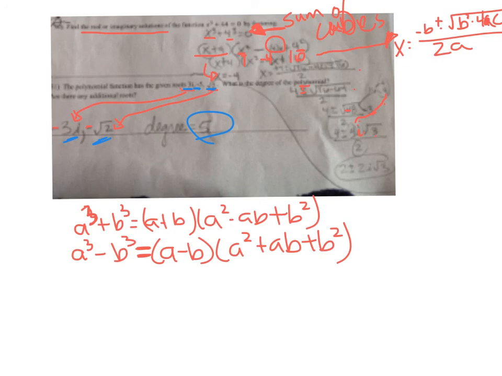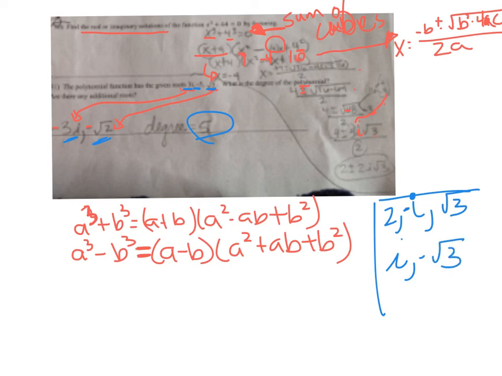But if you had been given the roots of 2, negative i, and square root of 3, then additional roots would be positive i and negative square root of 3. So whichever sign you're given for an i or a square root, you need its partner with the opposite sign, which is called a conjugate. Okay?